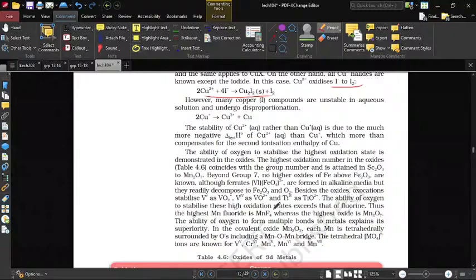That is +7 oxidation state, with fluorine only +4. The ability of oxygen to form multiple bonds to metal explains its superiority. In covalent oxide Mn2O7, each Mn is tetrahedrally surrounded by O, including an Mn-O-Mn bond. So the structure will be like this, Mn-O-Mn, just understand it like this. Then here a double bond, here a double bond and here a double bond, similarly here, and all the O's are with double bonds.